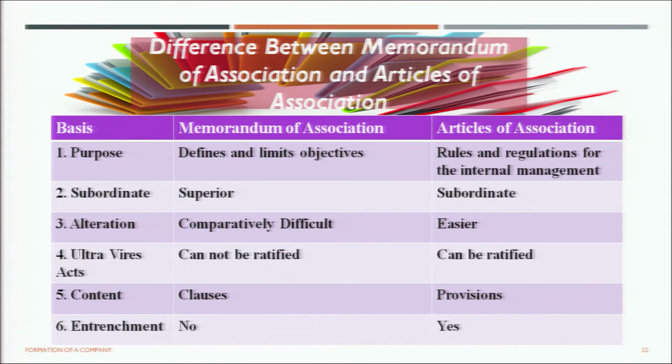Then the content of the memorandum and articles. Loosely, the memorandum of association contains clauses, and those clauses are called the content of the memorandum of association, whereas articles of association contain provisions. And lastly, the entrenchment clause, which usually is not there in the memorandum of association, but articles of association may contain a term called the entrenchment clause.